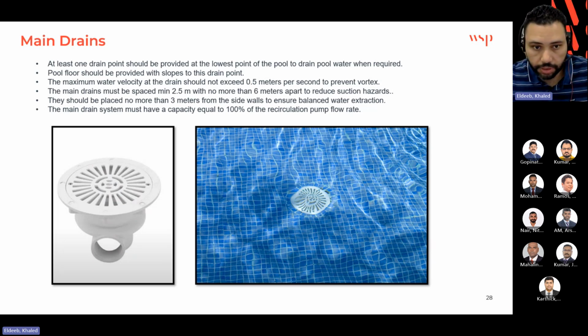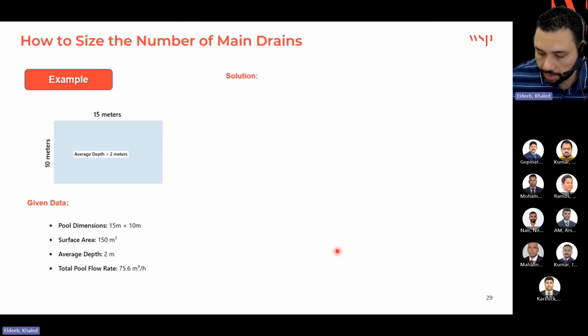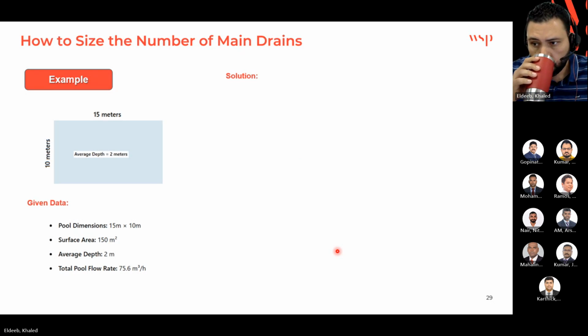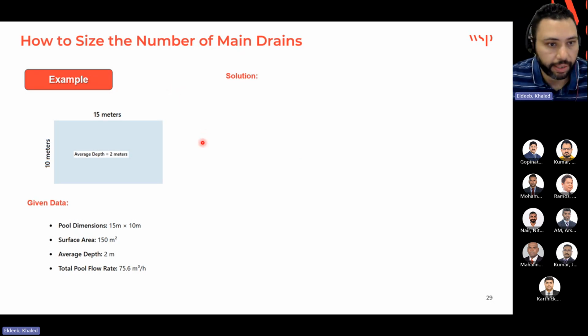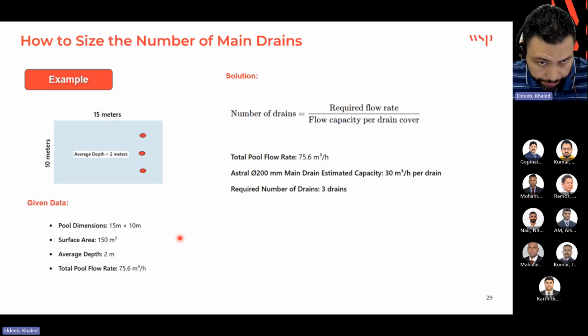Okay, no question. So, the example: how to size the number of main drains. In our example, the total flow rate, as we know, is 75 cubic meters per hour. So the solution is the number of drains, which will be 3, based on the flow rate divided by the flow capacity per drain cover. The total pool flow is 75.6 cubic meters per hour.